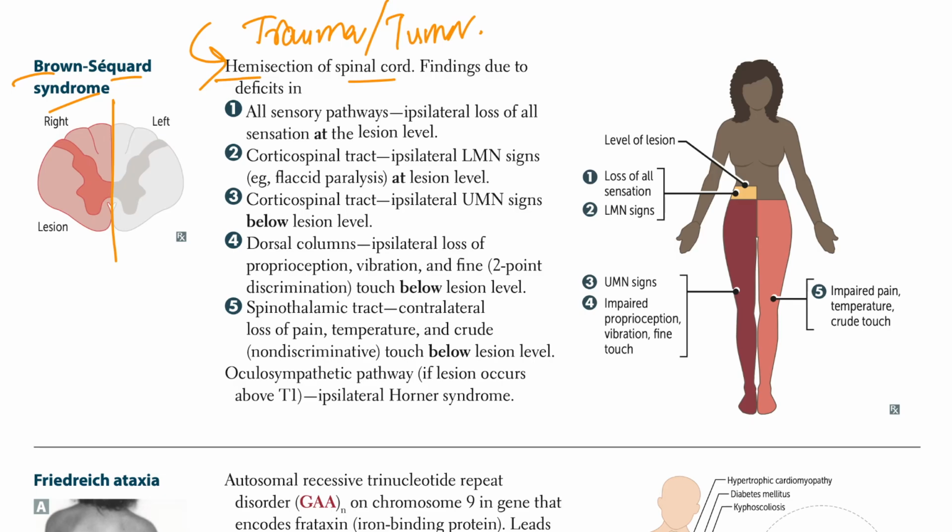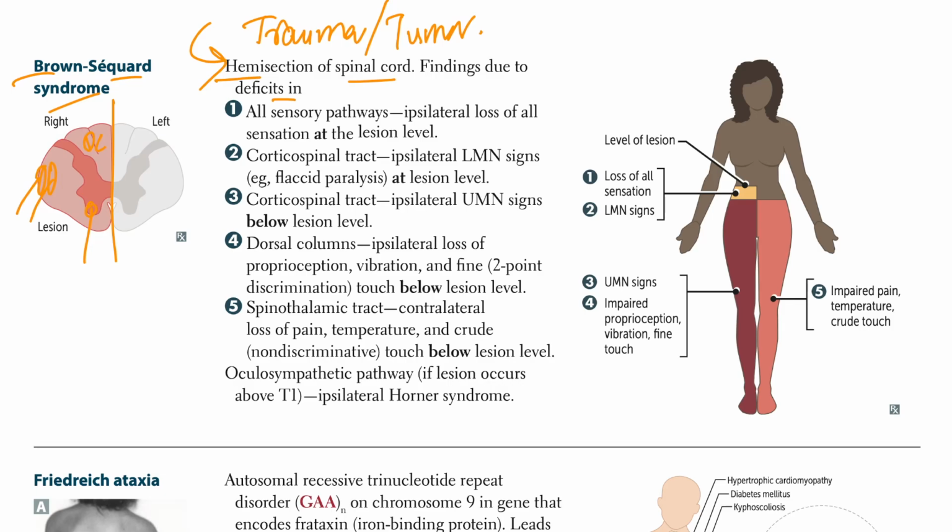Findings are due to deficits in... okay, so you are knocking out a couple of things. When you knock out the hemisection of the cord, for example, you have the anterior horn, right? You have the dorsal column, right? You have the corticospinal tract, spinocerebellar tract, right? So let's take a look at each one of them.